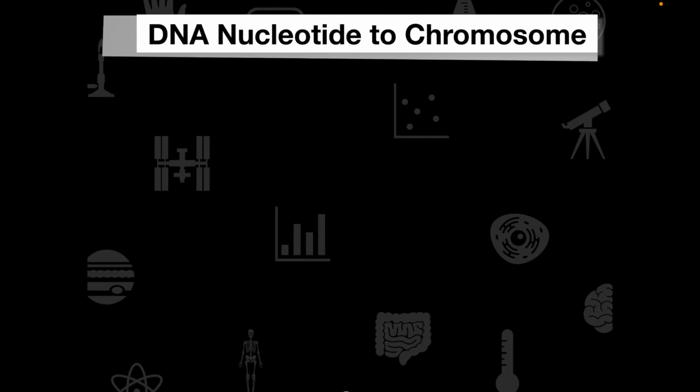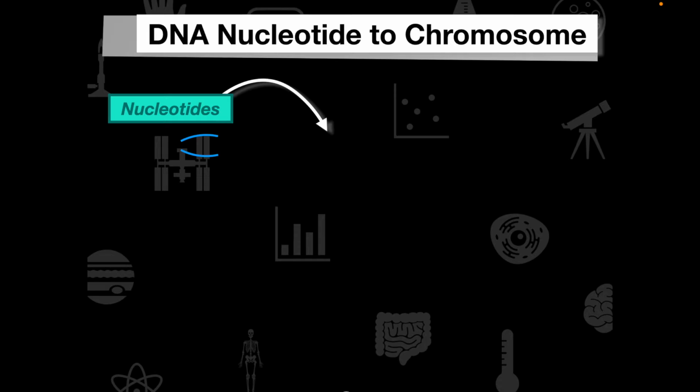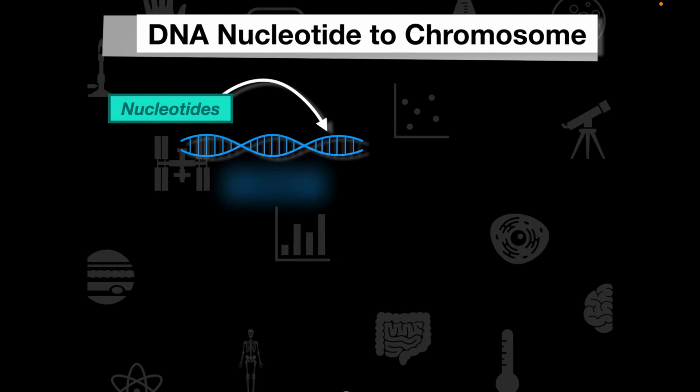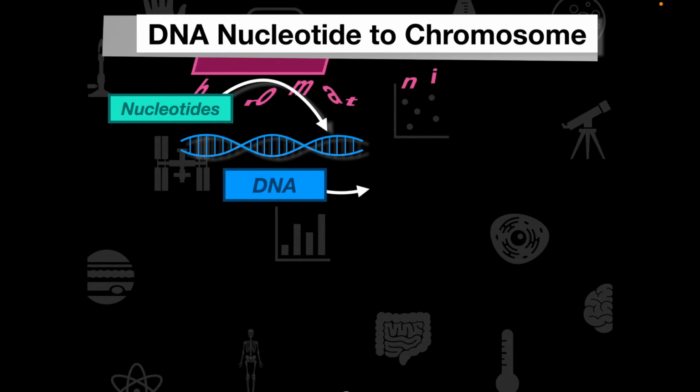Now, in order to best understand this, we have to understand the hierarchy that we've also talked about before. Nucleotides are going to come together and they're going to make that double helix, or they're going to make a single RNA molecule. We'll talk about that later. But nucleotides are going to create DNA.